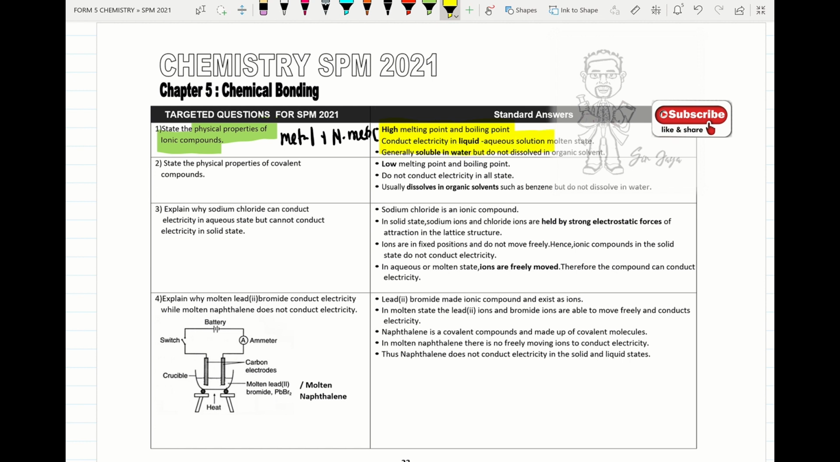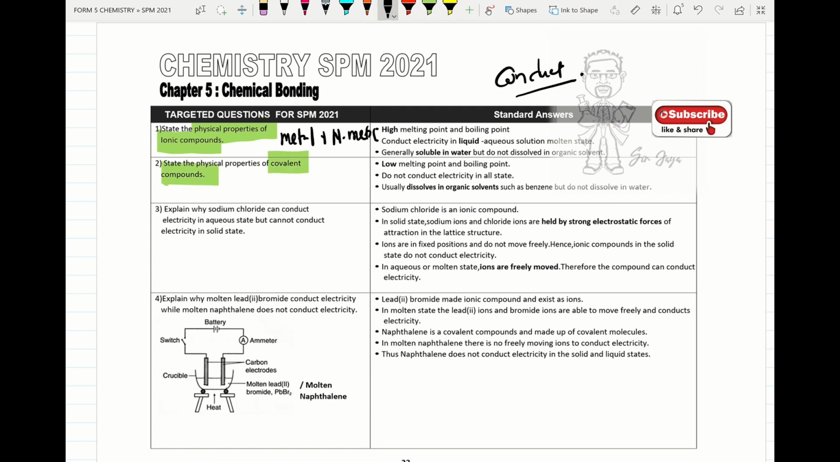And this ionic compound also conducts electricity in molten and aqueous state, not in solid state. In molten and aqueous states, the ions are able to move freely, and you must put this word, and can conduct electricity. Most of the ionic compounds are soluble in water, but insoluble in organic solvent. Please remember. So next we go for physical properties of covalent compound.